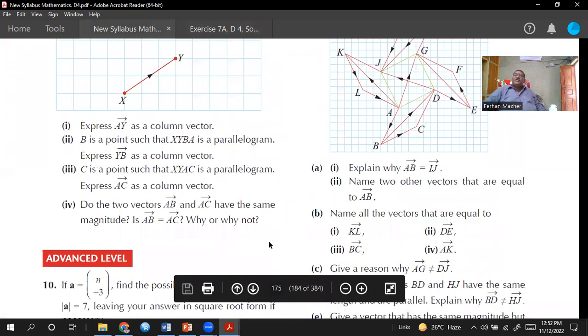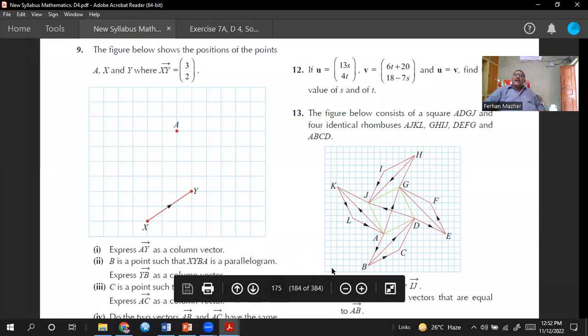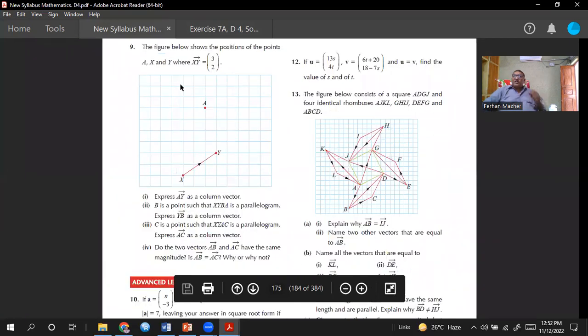Let me reduce the size of it. So we have question number 9, and that is showing up on your screen. This is question number 9. Okay, so the whole question is showing up on your screen.